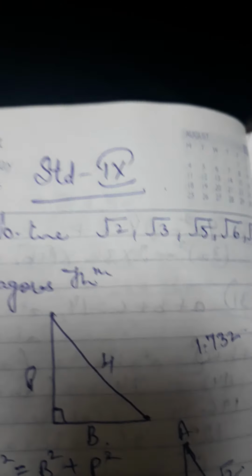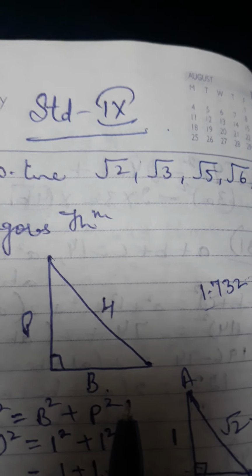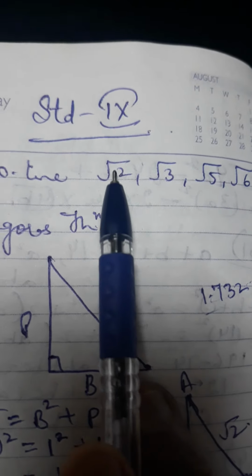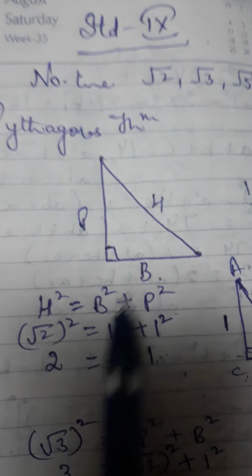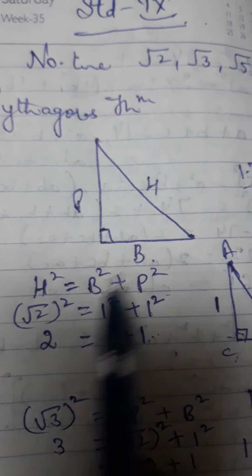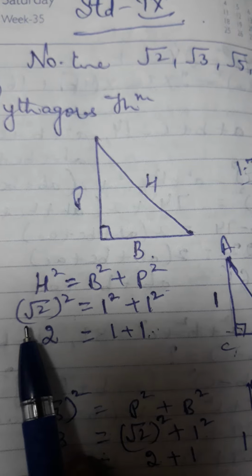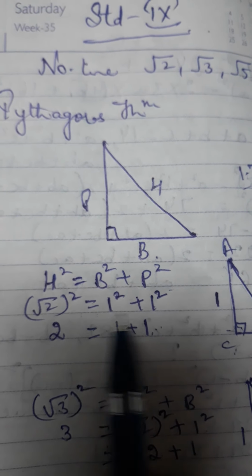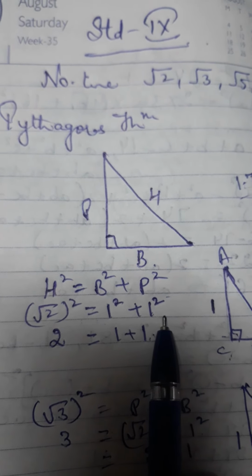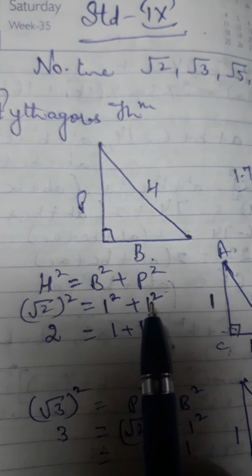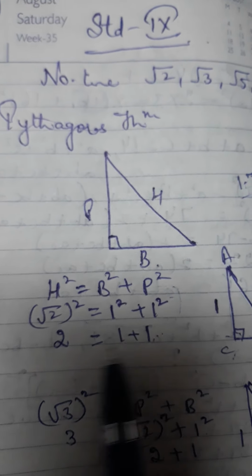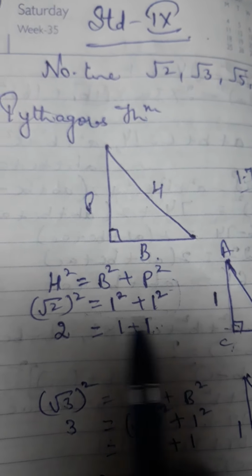We were doing number line. Yesterday I told you how to draw the number line of under root 2, and under root 3 we did. I repeat once what we did. For under root 2, it is under root 2 square is equal to 1 square plus 1 square. We need 2 squares on this side. So we know that 1 square plus 1 square, that is 2, I'll get only by taking these 2 squares.